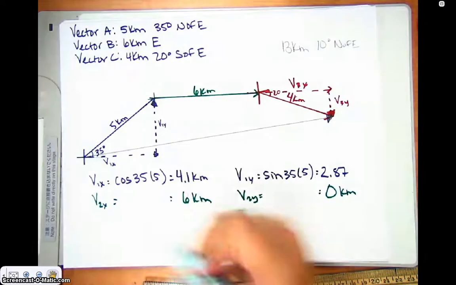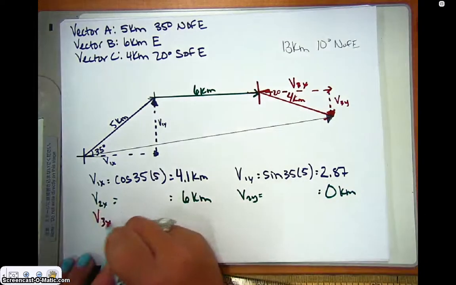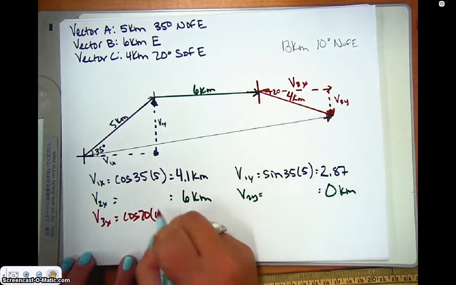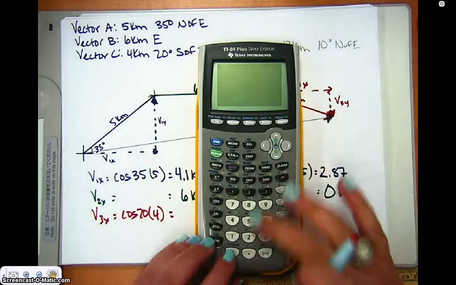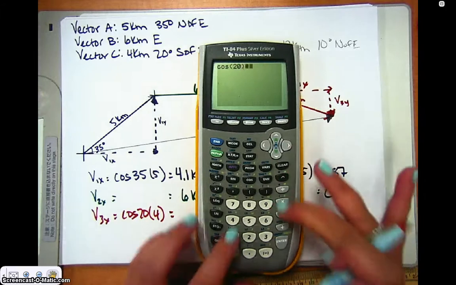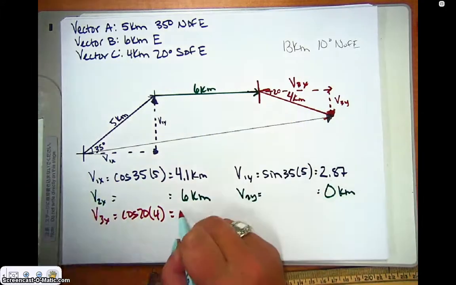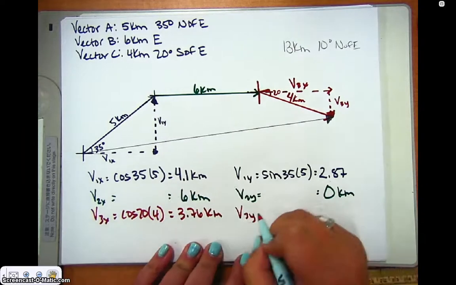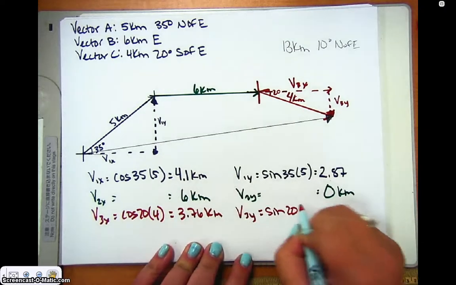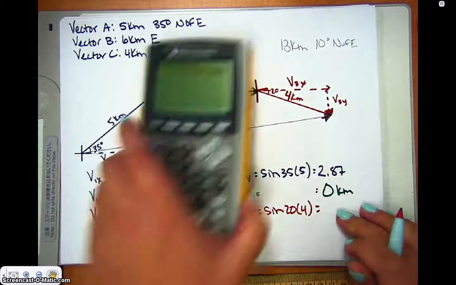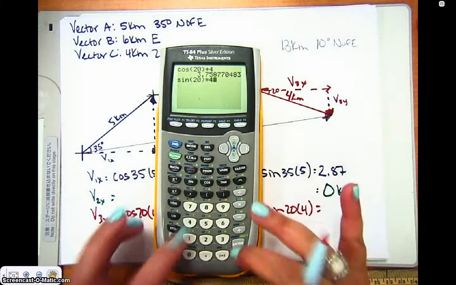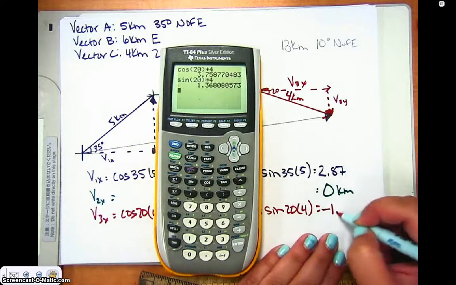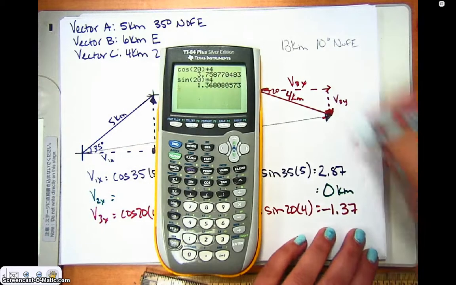All right, so we're going to find the cosine to find this vector. The cosine of 20 times the hypotenuse, which is 4. So cosine of 20 times 4, I get 3.76. Okay, and then the y component is the sine of 20 times 4, which gives me 1.37, and it's going to be negative 1.37 since that points down.